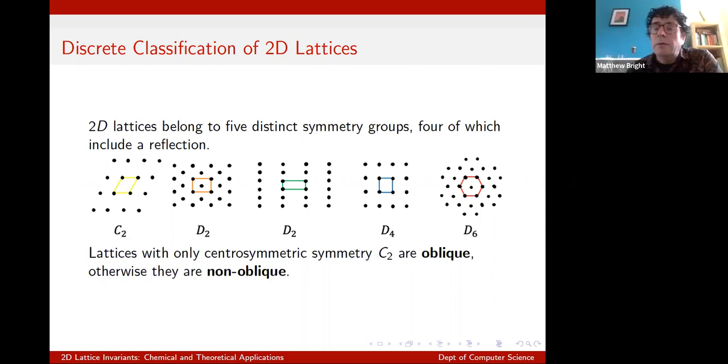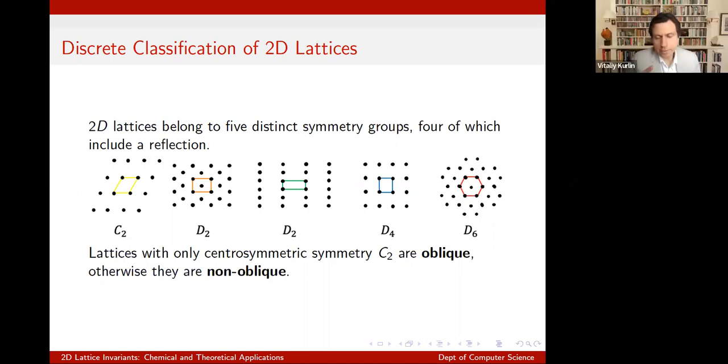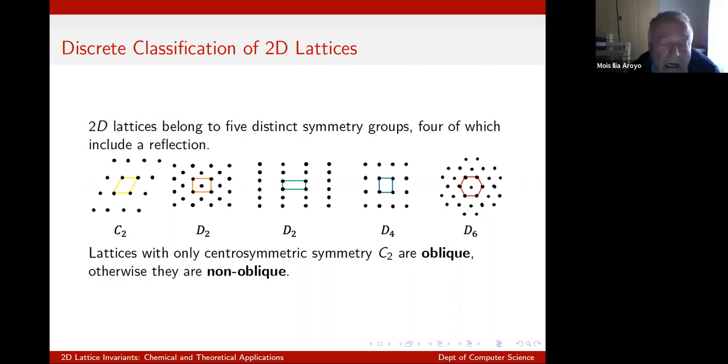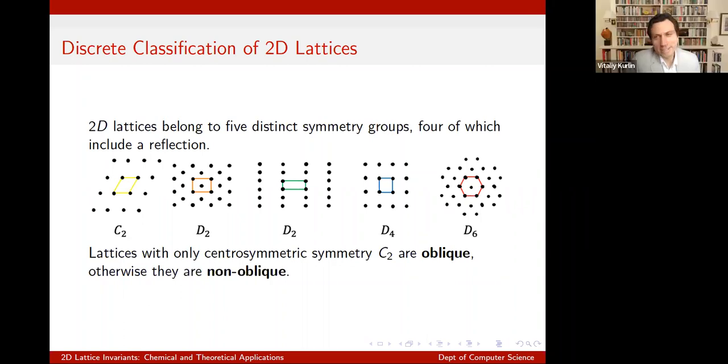Mois, may I ask if groups in dimensions 2 and 3 might have different meanings? If you have some capital letters, normally these refer to the three-dimensional space, not the two-dimensional. But I see. So we mean really two-dimensional polygons here. So D6 for us is the group of symmetry of the regular hexagon.